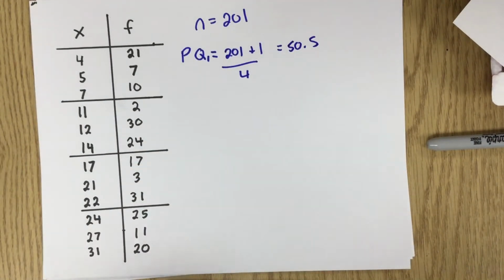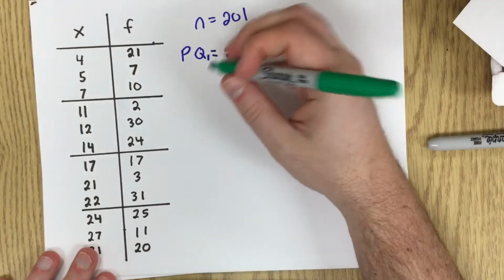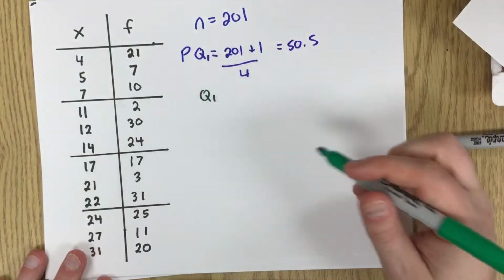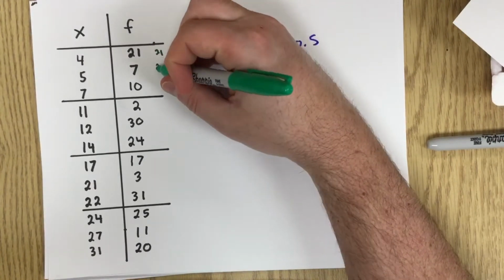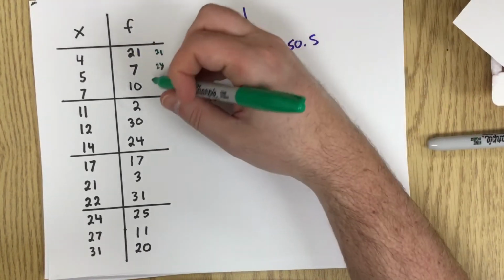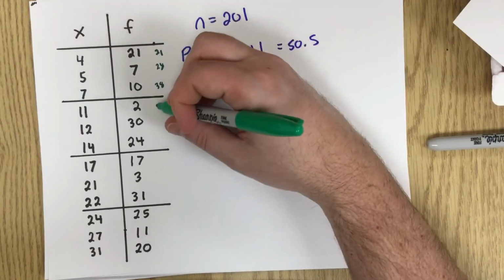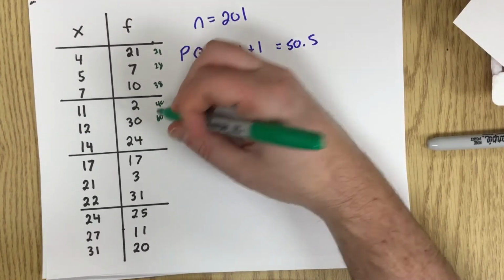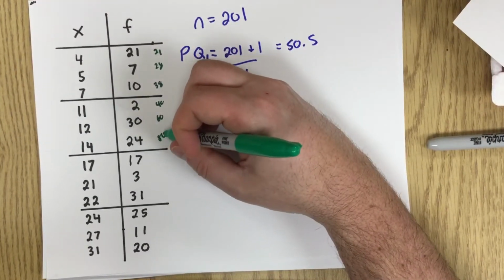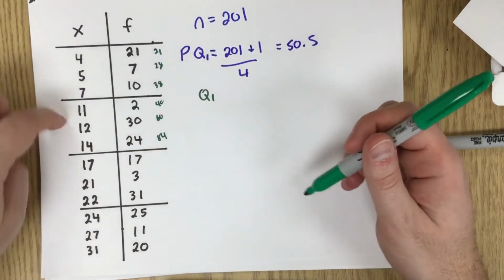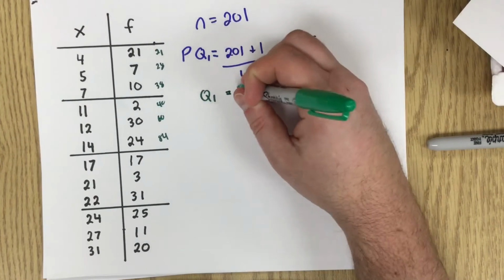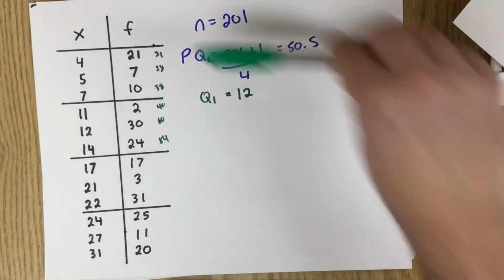And so what does that tell us? That's the position of Q1, so we need the 50th number. This is up to 21, this is up to 28, this is up to 38, this is up to 40, this is up to 60, and we're kind of done, right? So the 50th number is going to be over here, so Q1 is going to be 12.